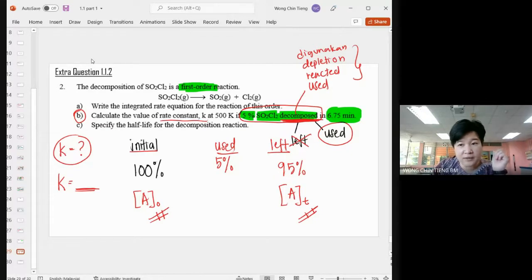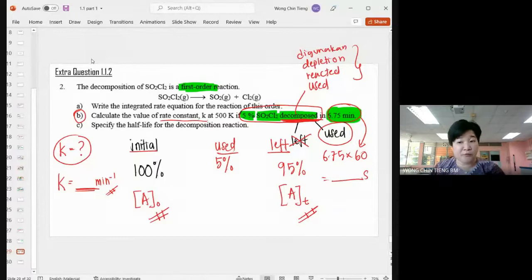S negative 1? No, it will come with per minute, see? Okay, because we use minutes. And of course, if you tell me, teacher, if I multiply this by 60, I convert to seconds, then I put it in the formula. Can. Then your k will have a different value in S negative 1. See?